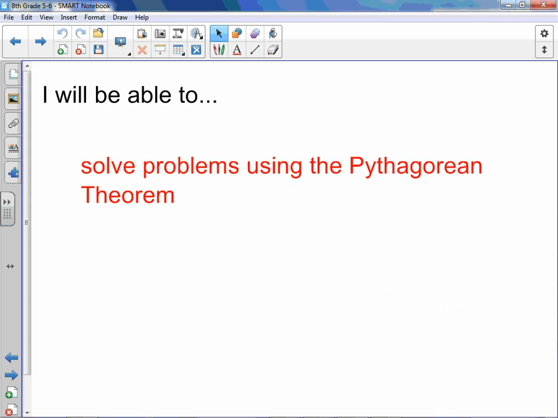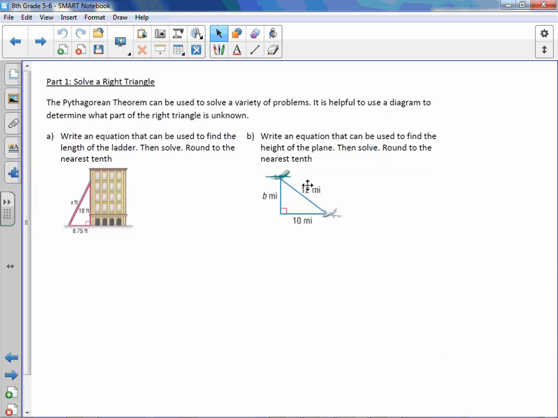Chapter 5, Lesson 6, Use the Pythagorean Theorem. You will be able to solve problems using the Pythagorean Theorem. The Pythagorean Theorem can be used to solve a variety of problems. It is helpful to use a diagram to determine what part of the right triangle is unknown.